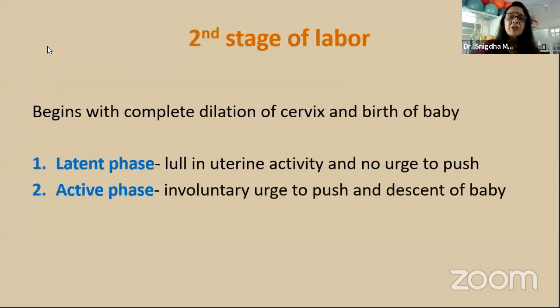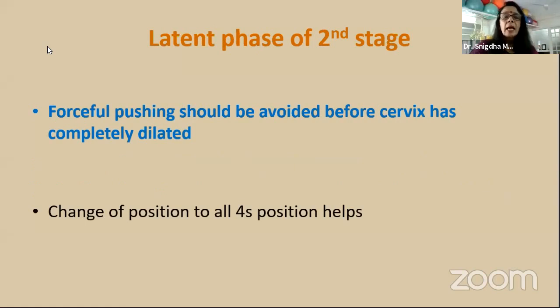And when you enter the second stage, we have the latent phase and the active phase. During the latent phase, there's a lull in uterine activity and there's no urge to push. Though your cervix is completely dilated, the urge to push is not there in the woman. And then we have the active phase, where there's an involuntary urge to push and descent of the baby. So during the latent phase, it's extremely important to know that forceful pushing should be avoided before the cervix is completely dilated, but also even after the cervix is completely dilated in the latent phase of the second stage.